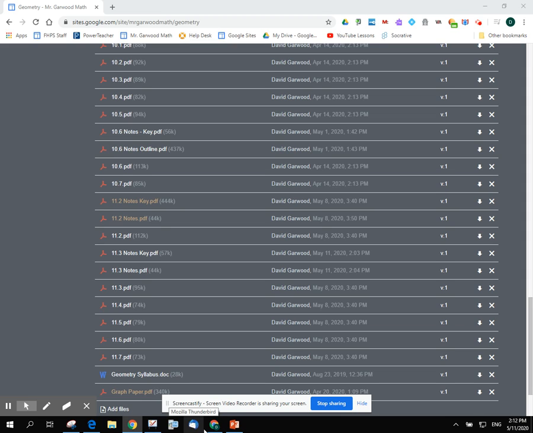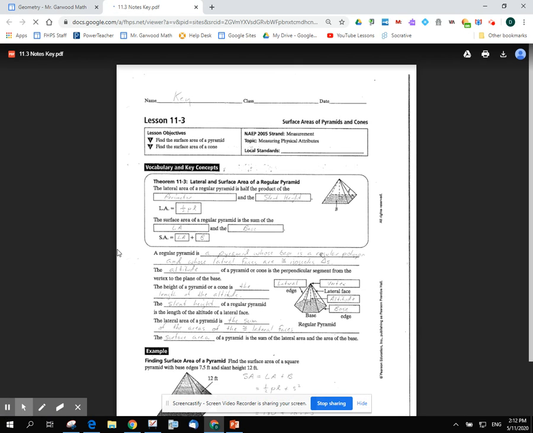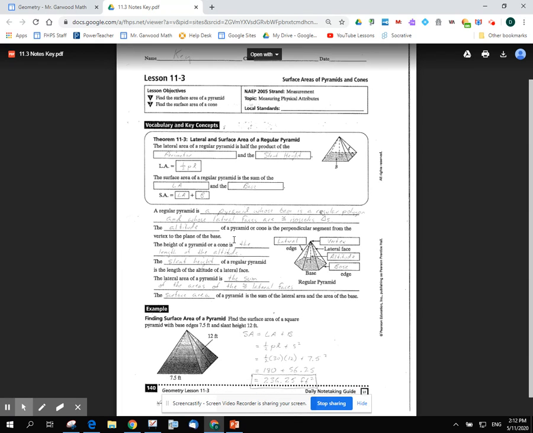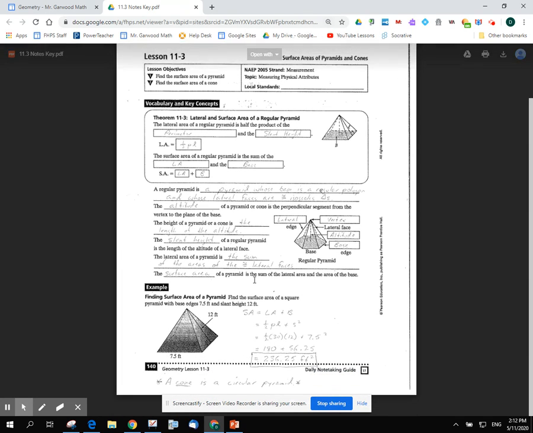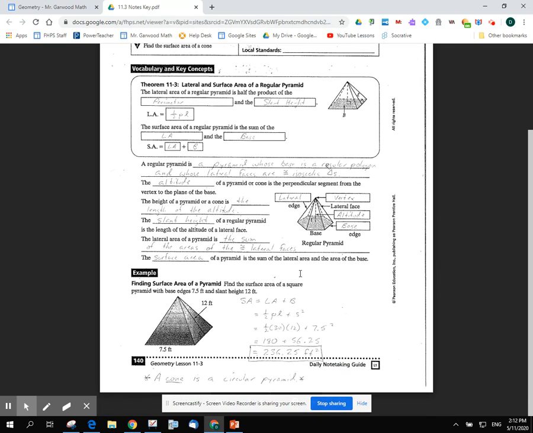Geometry section 11.3, surface areas of pyramids and cones. We're starting again at my website like we did on the last lesson because I want to show you the notes here. I'm not going to be doing this all chapter, but for these two sections, it is probably the best thing to do is to show you this note sheet, the most direct way for me to get information to you.